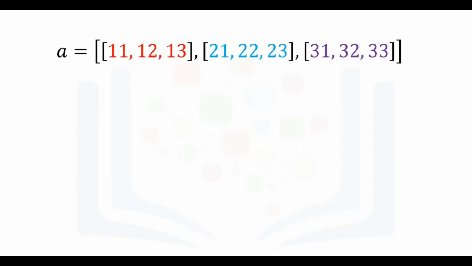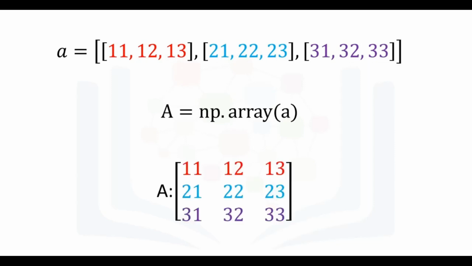Consider the list A. The list contains 3 nested lists, each of equal size. Each list is color-coded for simplicity. We can cast the list to a NumPy array as follows. It is helpful to visualize the NumPy array as a rectangular array. Each nested list corresponds to a different row of the matrix.